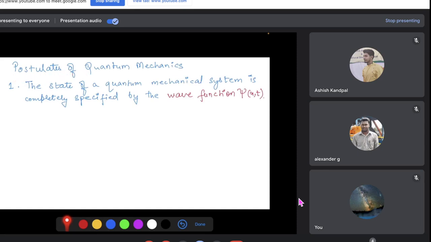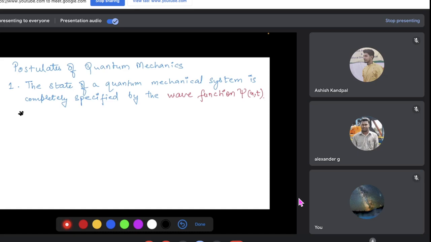The first postulate of quantum mechanics is that the state of a quantum mechanical system is completely specified by the wave function psi(x, t). But you need to note that the wave function psi does contain all the information about the system that we are interested in, but the wave function itself does not give us any physical interpretation.